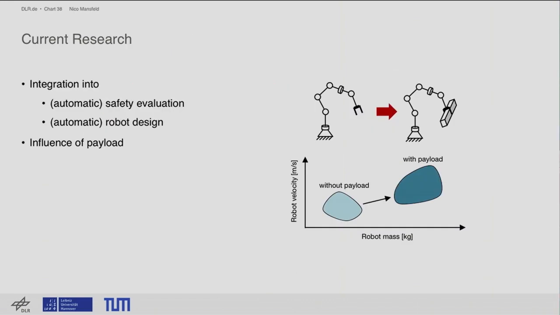And in this work, we provided the framework, we proposed this, and our current research regards the integration of this framework into automatic safety evaluation, possibly also automatic robot design, and we haven't considered the influence of the payload yet. So if you add a certain payload, then the mass properties change and also the geometry. And ideally, we want to determine the influence on the safety map with only very little computational effort.